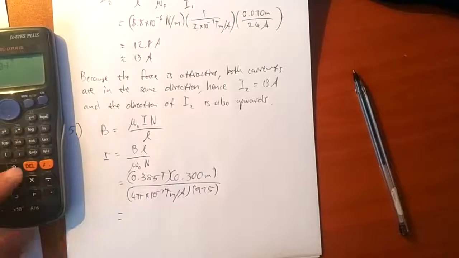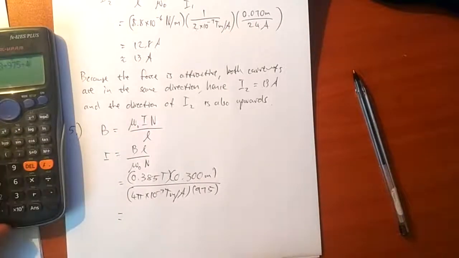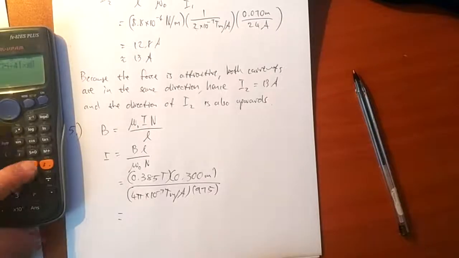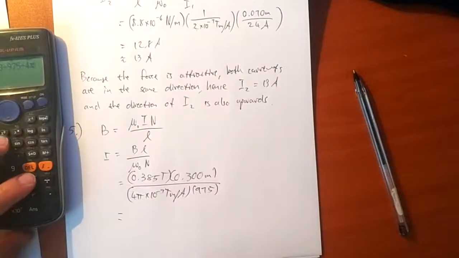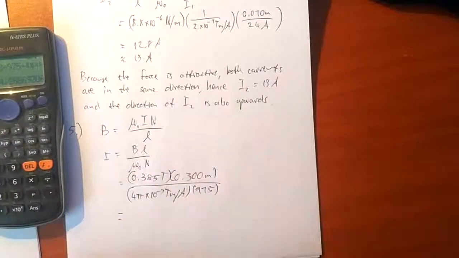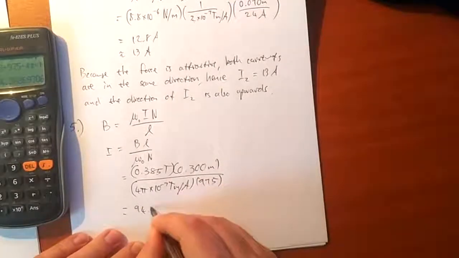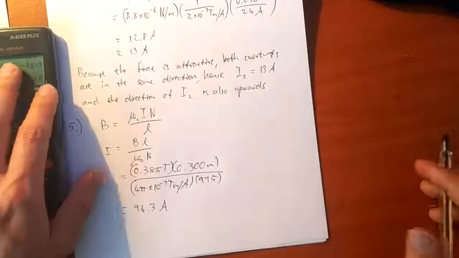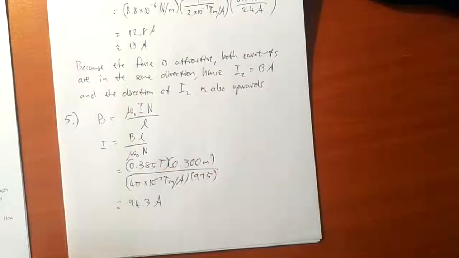Okay, let's divide by 975, divide by 4. No, divide by 4 pi, okay. Times 10 to the 7. Right. Okay, so how many significant figures will we write? 3. Okay, so 94.3 amperes. Right, and sure, that's quite a current. It's a very big current. But anyway, okay, so that's it for question 4 and 5.